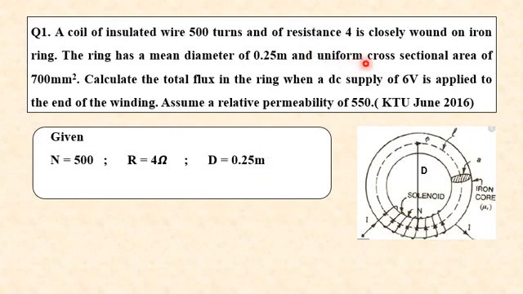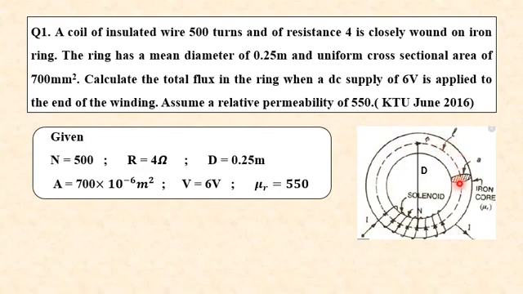The next parameter it is given is the uniform cross-sectional area of the ring. So cross-sectional area that is marked in the figure as small letter a, and it is given as A equal to 700 mm square. Converting it into SI unit, we will be getting it as 700 into 10 raised to minus 6 meters square. Also it is given that the coil is supplied with a voltage, that is V equal to 6 volt, and the relative permeability of the ring, that is mu R equal to 550. So these are the given parameters.